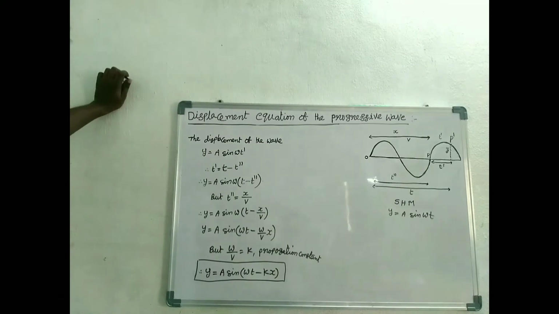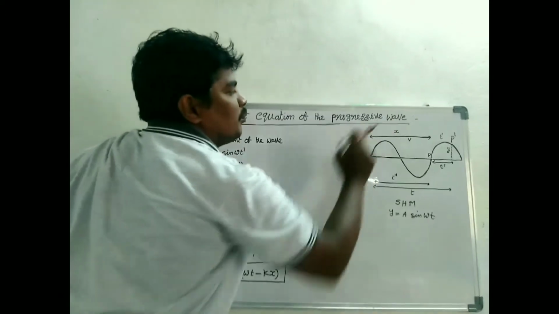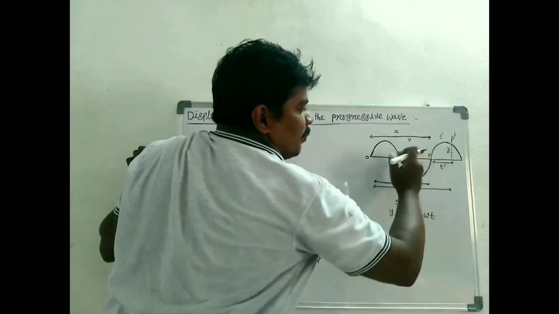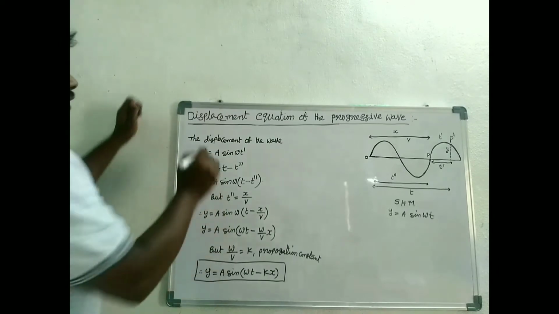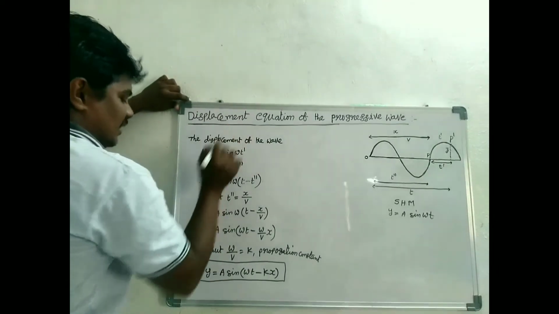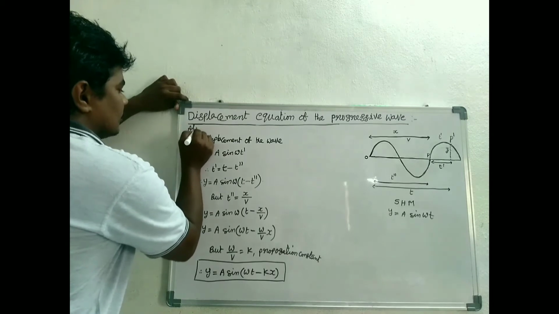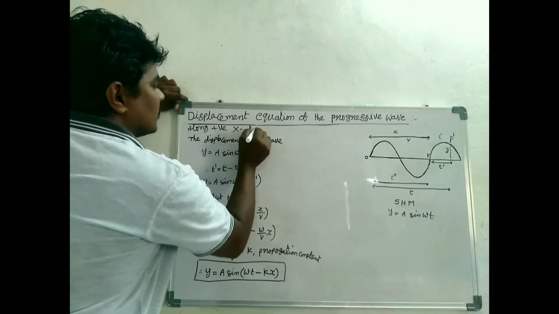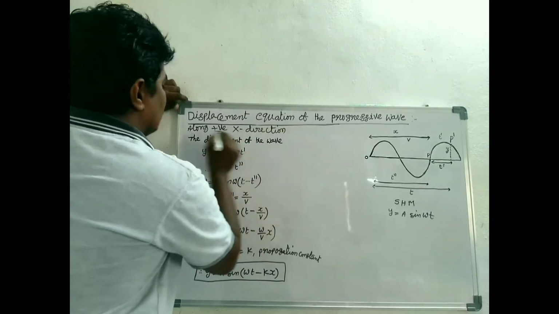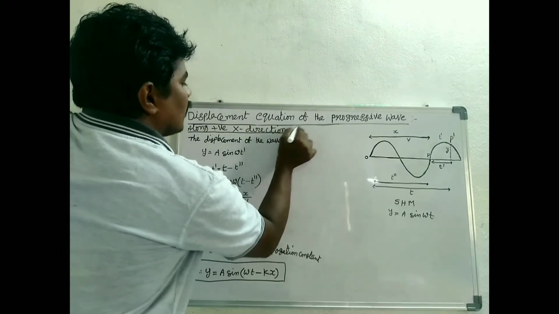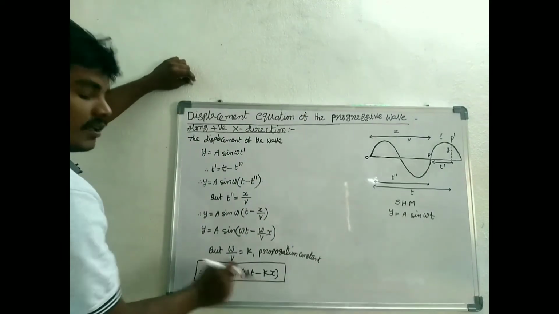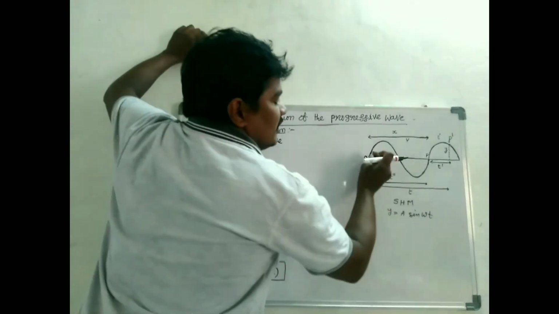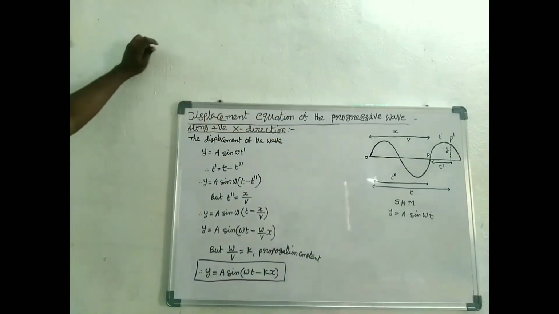This is the displacement equation of the progressive wave when the wave is propagating along the positive x direction. This is the mathematical equation of the progressive wave when the wave is traveling along the positive x direction.